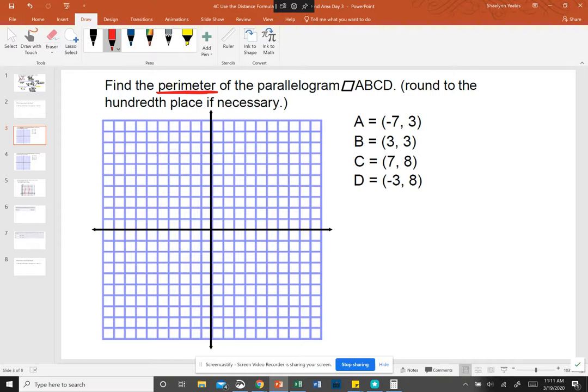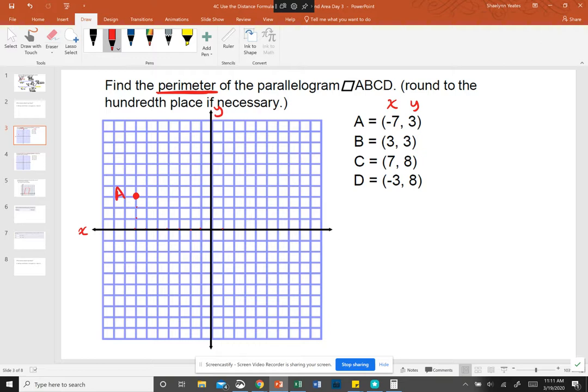So for A, I'm going to go to negative 7 and then up 3. So here's my x value, and remember that first number is always my x. And then here's my y value, and remember that second number is always my y. So I'm going to go negative 7, 1, 2, 3, 4, 5, 6, 7, up 3, 1, 2, 3. So there's that point.